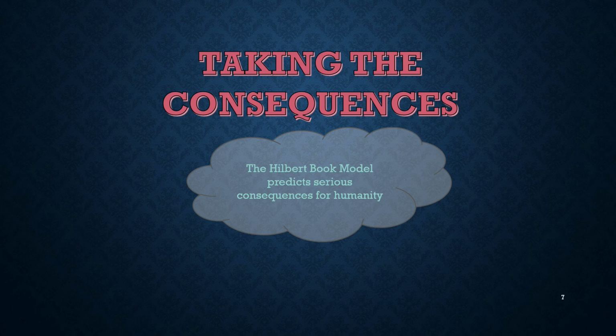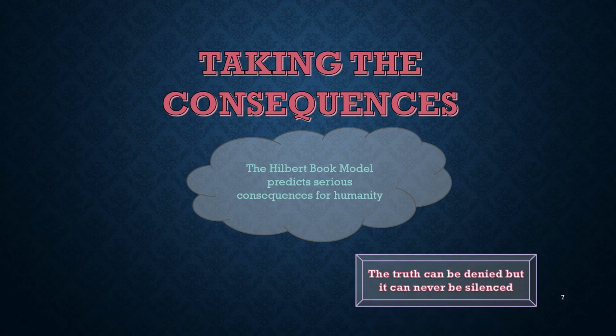In this part we take the consequences of the Hilbert Book Model for humanity. The Hilbert Book Model predicts serious consequences for humanity. The truth can be denied, but it can never be silenced.